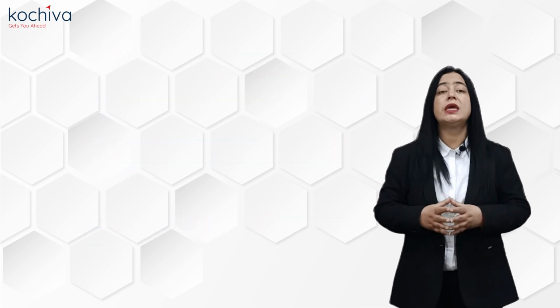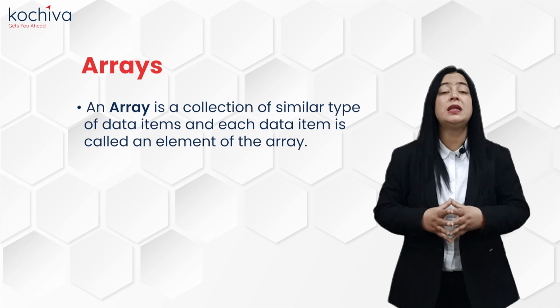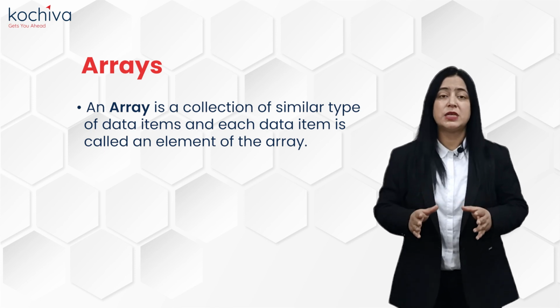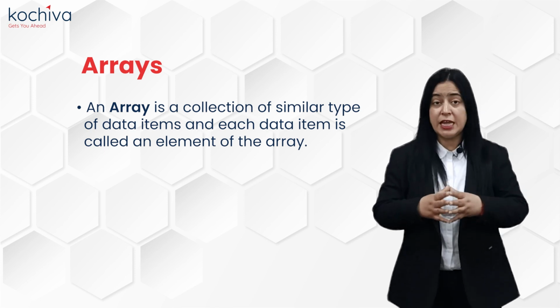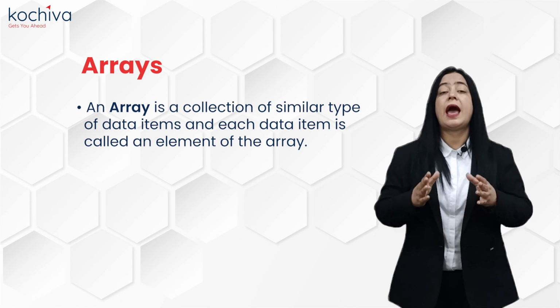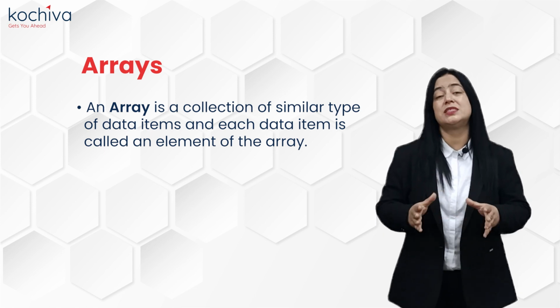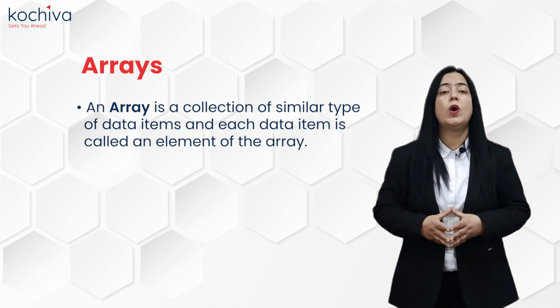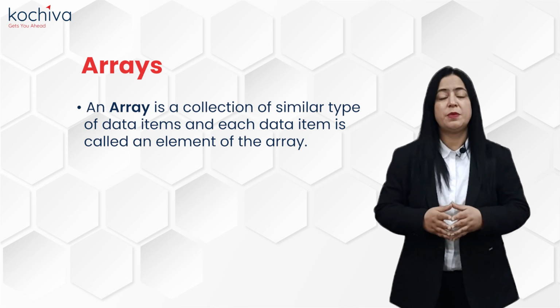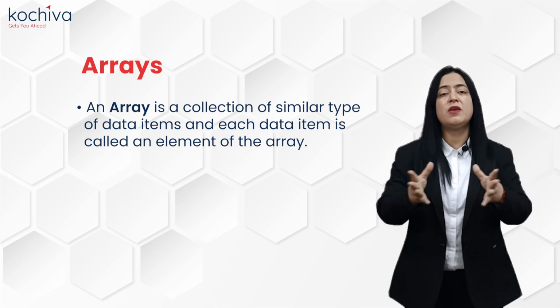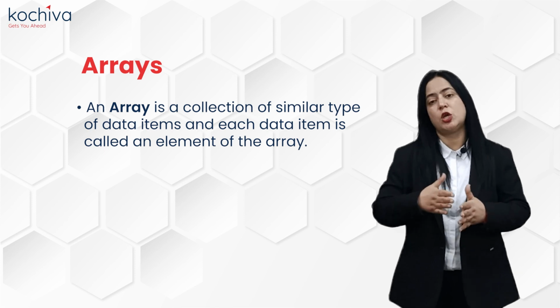So we can say an array is a collection of similar type of data items, and each data item is an element of the array, present in a sequence, one after another. Instead of setting them randomly, we are setting them in sequence order.